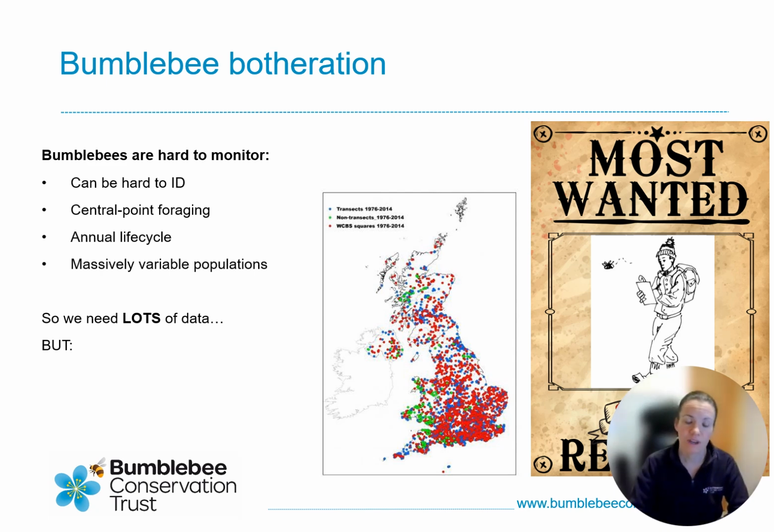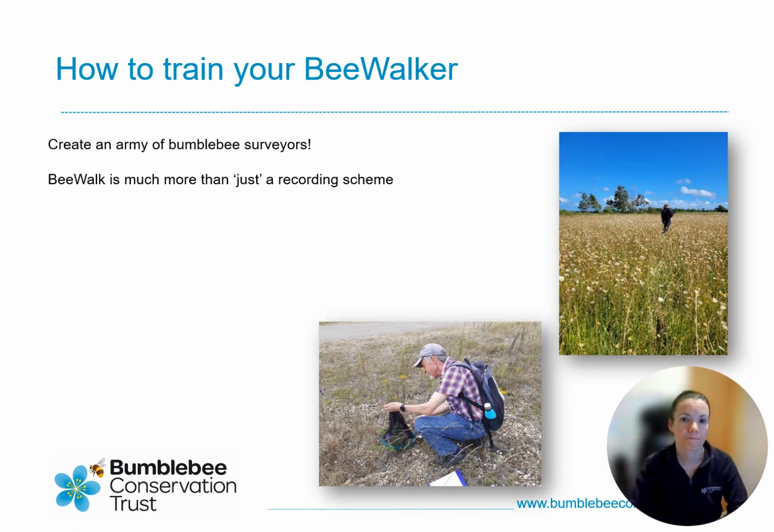So this is a map here of the UK Butterfly Monitoring Scheme transect spread, and this has always been the aspiration for BeeWalk, for us to be as established and have as good a coverage as UK BMS. To do that, to get all that data, we need a lot of people. So who is going to actually go out and do that? We essentially needed to create an army of bumblebee surveyors, and that is still in progress, and I think will forever be in progress, as the more people out surveying, the better.